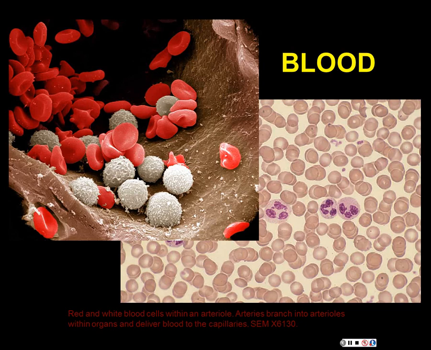Does anybody know the average volume of blood? Given about 5 liters for ladies, about 4 liters maybe. Gentlemen, upwards of maybe 6 liters, somewhere around there.